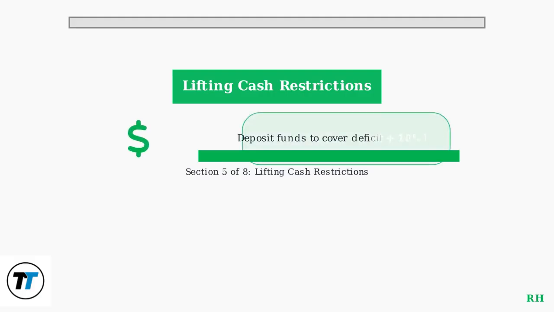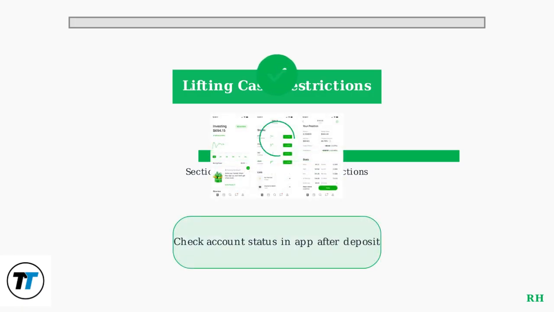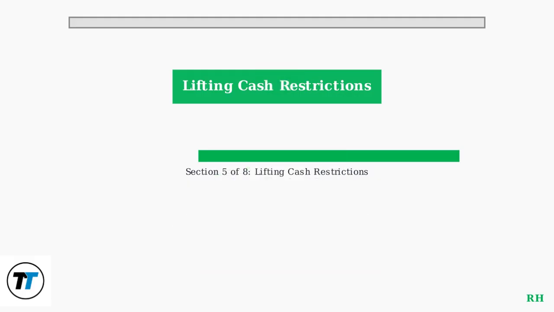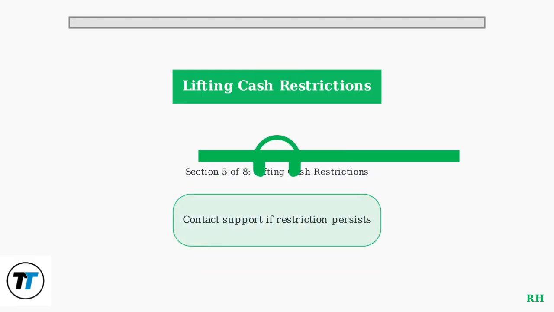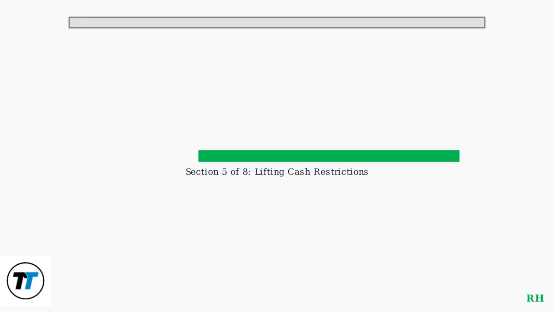To lift the restriction, deposit sufficient funds to cover the deficit plus a small buffer, typically 10% overage. After depositing, verify that the restriction is removed by checking your account status in the Robinhood app. If the restriction persists after covering the deficit, contact Robinhood support for assistance.